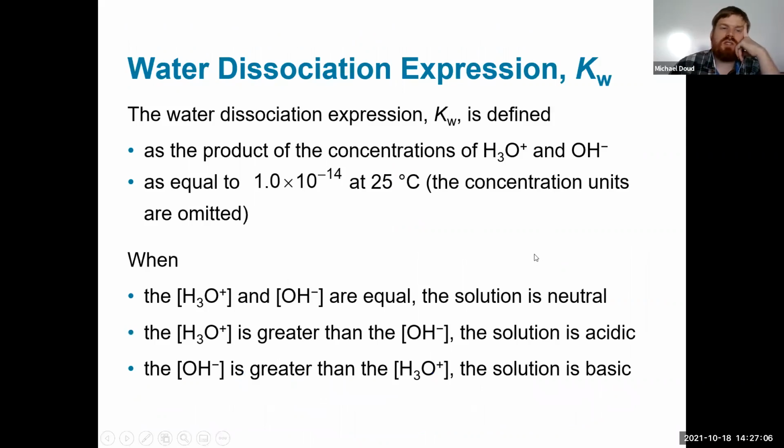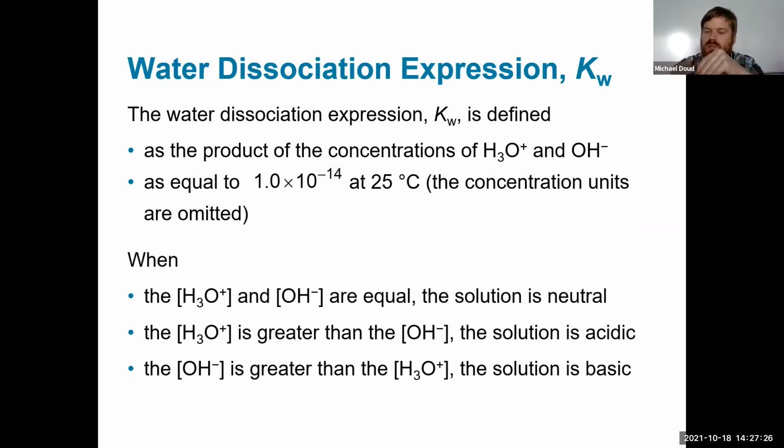All right. So now what does this all mean? Well, we know that always the concentration of hydronium times the concentration of hydroxide is going to be equal to 1.0 times 10 to the negative 14th. That's for pure water, that's for acid, and that's for base. All the time, that's always going to be the case.